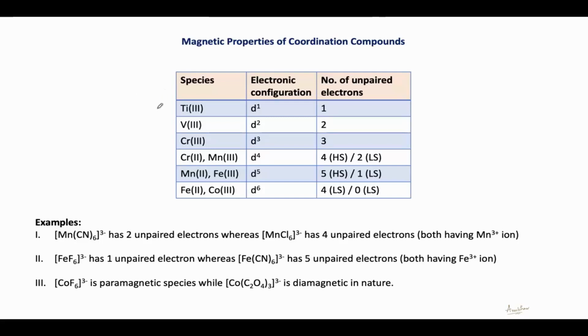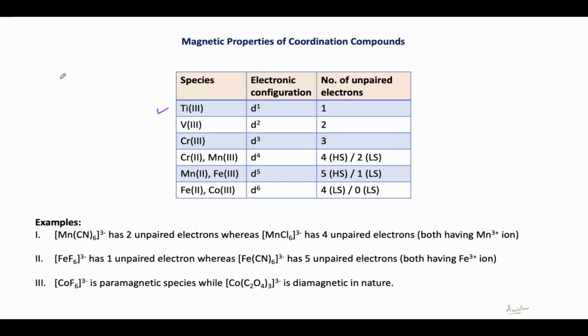So the species is titanium 3. We have the electronic configuration of titanium 3 as d1. We have all known about the electronic configuration, how to draw them and how to denote them. So basically, we are having the electrons over here. The number of unpaired electrons is 1 because we have only 1 electron left. So it will be 1.